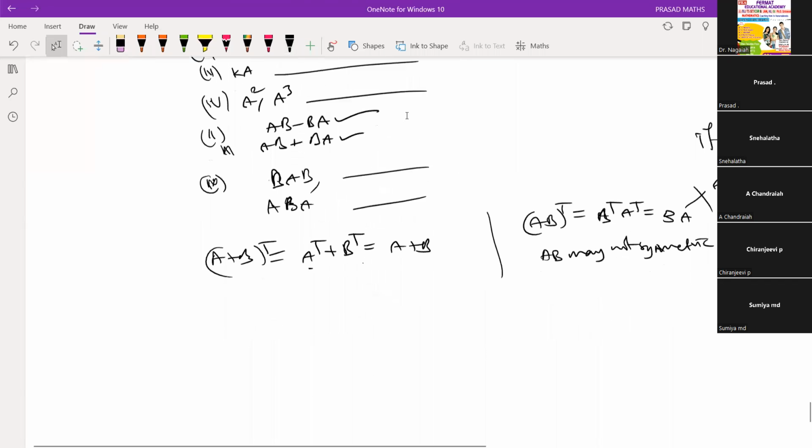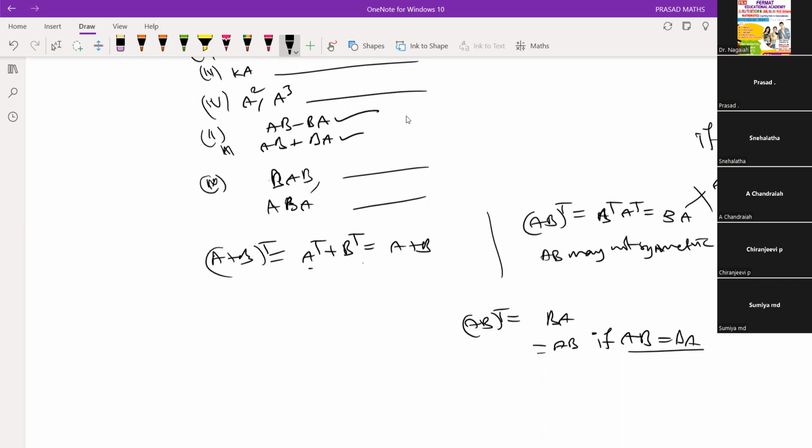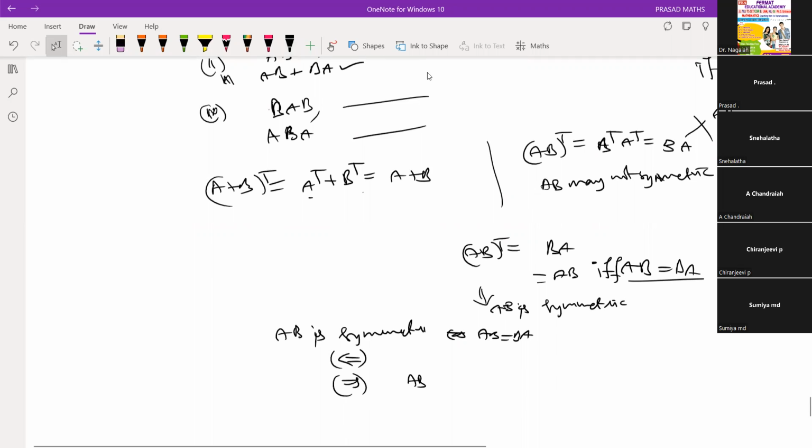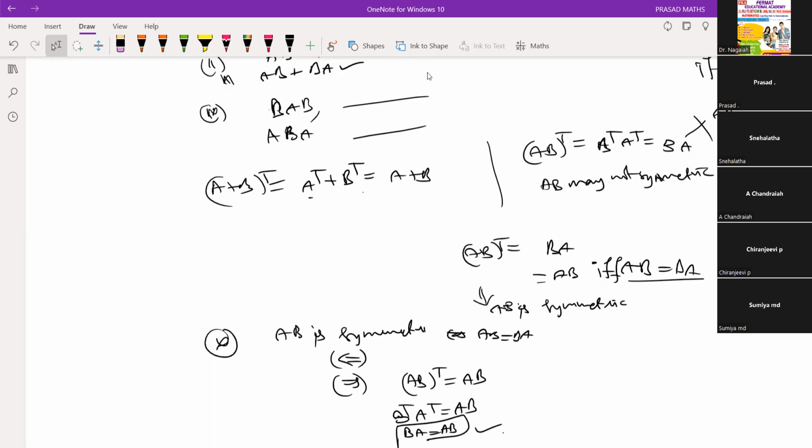But if you take AB whole transpose, what you are getting is BA. If you take AB equals BA, that is, they are commutative, then AB is a symmetric matrix; otherwise it may not be. In fact, the converse is also true. If AB is symmetric, then AB whole transpose is equal to AB. Therefore, B transpose into A transpose is equal to AB. That means, since B and A are symmetric, BA is equal to AB. Therefore, this is an important property: AB in general may not be symmetric, but AB is symmetric provided A and B are commutative matrices. Is it clear?